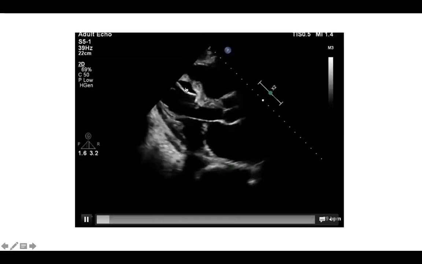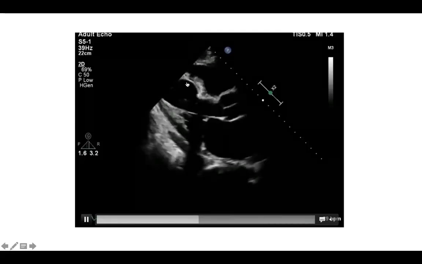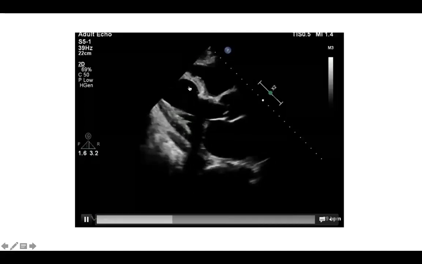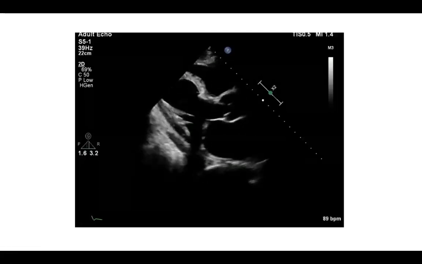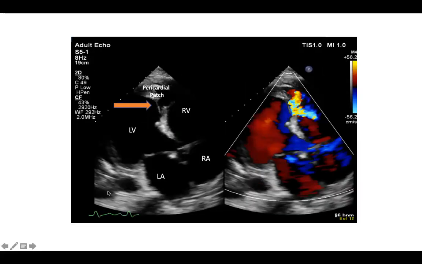When the echo was done in this case, the cardiologist reported that the patch has gone and there is dehiscence of the whole patch, which was not true. In the same case, you will see the patch here, and the septum is all necrosis. So there is a big shunt, but the shunt cannot cross this. The shunt is stopped by this patch.